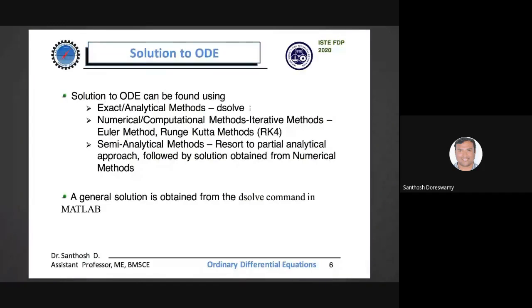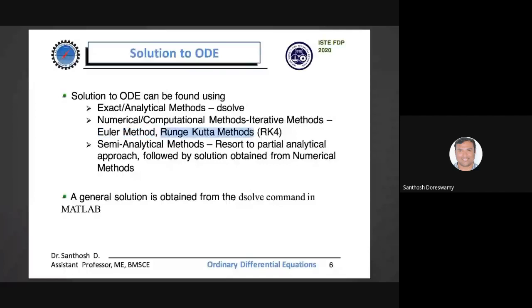Then we will move on to the computational methods or numerical solutions. These methods use successive estimation of the derivatives, by using a certain time step or space step, to solve these ODEs numerically. Examples of these numerical methods are the Euler method and Runge-Kutta methods.